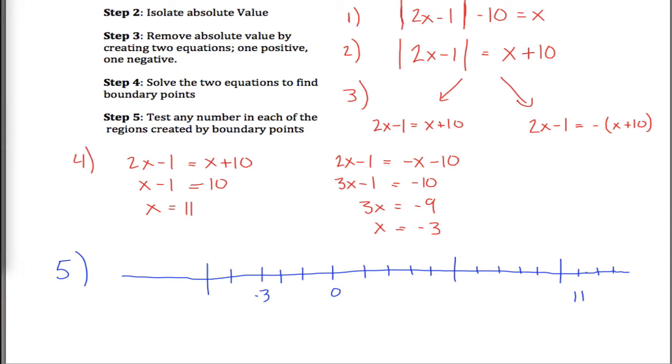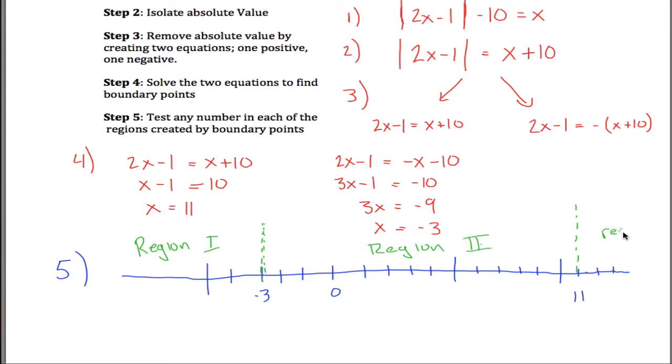And what those are going to serve as is my boundary points. What I mean by that is I'm going to put a line here on negative 3 and a line here on 11. And what that does is it creates 3 regions. We got region 1 over here. We got region 2 in between here.